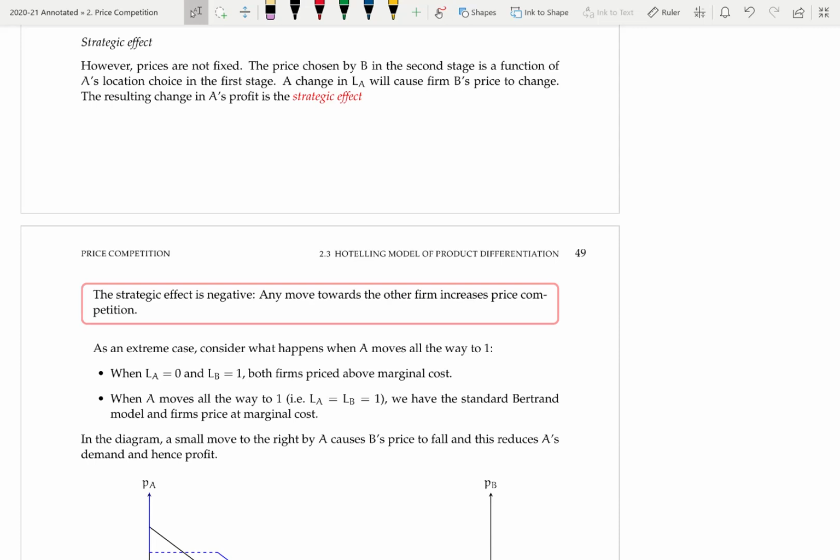So as an extreme case, to see how this works, consider what happens when A moves all the way from 0 to 1. Then both firms are going to be located in the same place. We will have the standard Bertrand result, and firms will price at marginal cost, whereas when they were located at 0 and 1, they were pricing above marginal cost. So price competition increases, and profits will be decreased because of that.